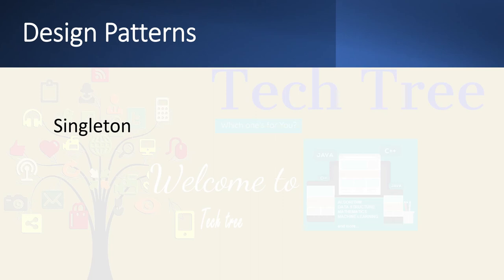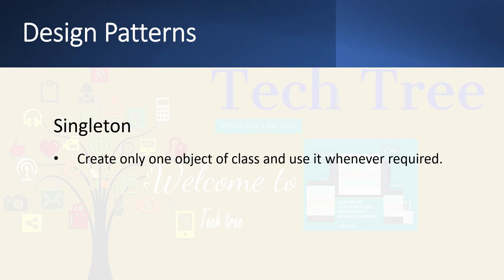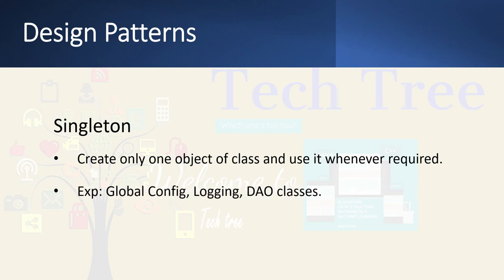Now singleton pattern. What is singleton? Singleton says create only one object of a class whenever it is required. Now the question is when it is required. Let's understand this by an example. Suppose we are running an application where we want to load some global configuration of an application, like a property file or any other config XML, and we want to use that configuration somewhere in the class.